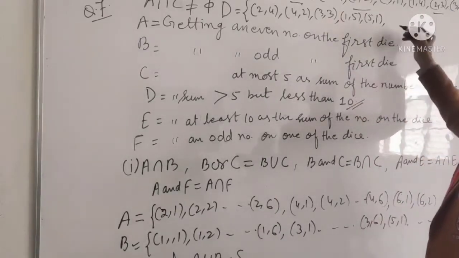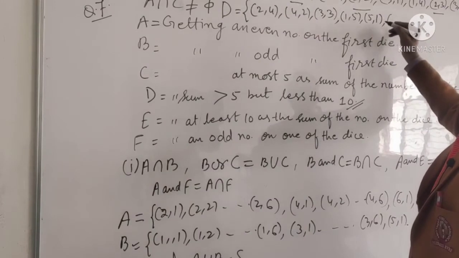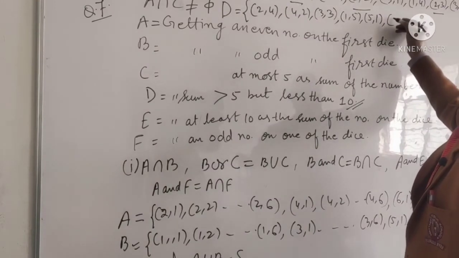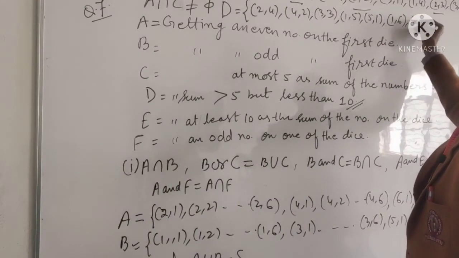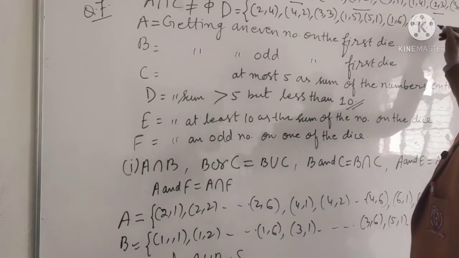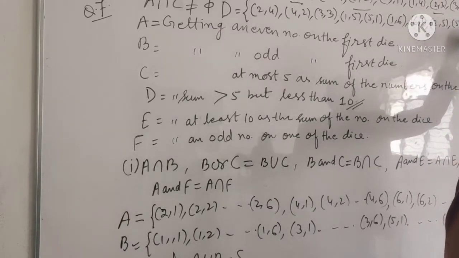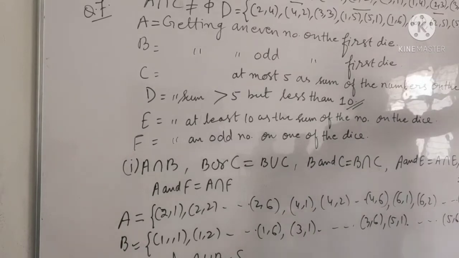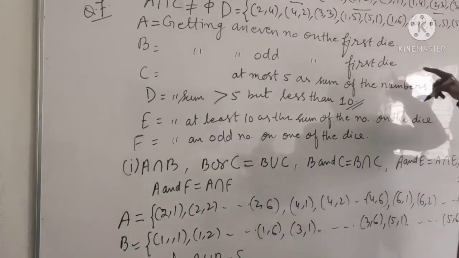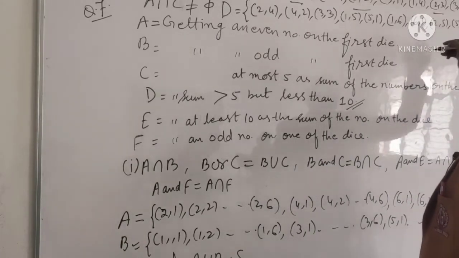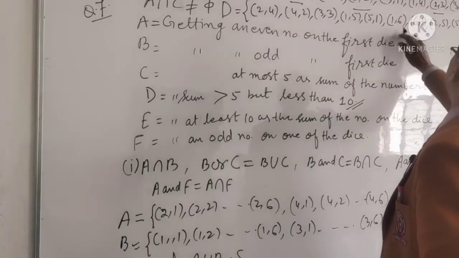Then sum is 7. When sum is 7, it is 1,6; 6,1; then 2,5; 5,2; 3,4; 4,2; 4,3. Then here sum is 7, then 1,6, oh yeah, that is there.